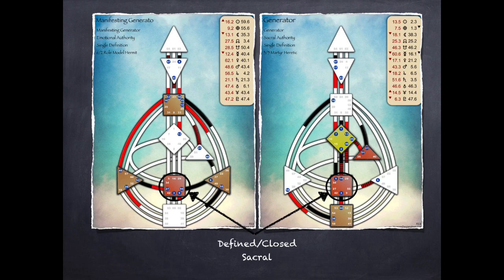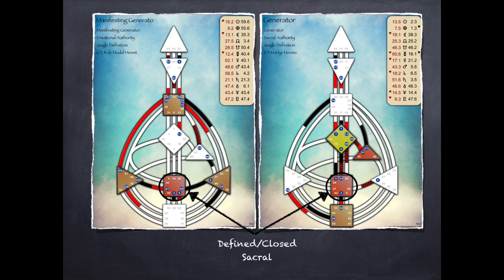Just looking at the charts, it's very easy to see that a generator type and also a manifesting generator type are very similar. Unlike the other 3 types, they both have defined sacrals. And having a defined sacral is one of the most important characteristics that separate the generator types from all the other types. So if we know that all generator types have a defined sacral, how do we know the difference between a manifesting generator and a generator type?